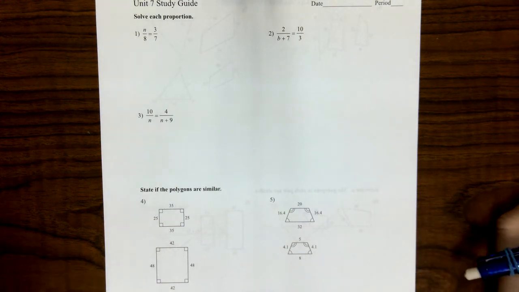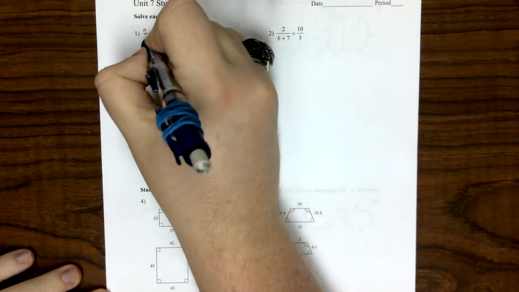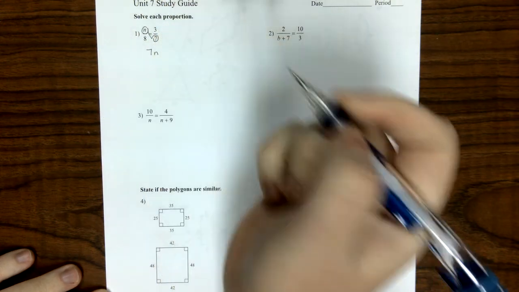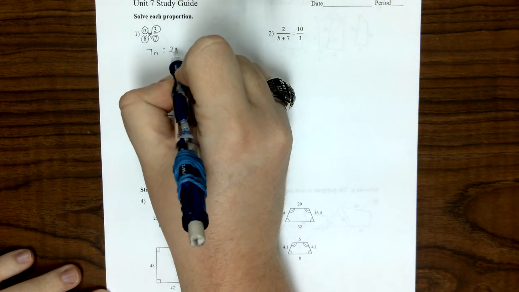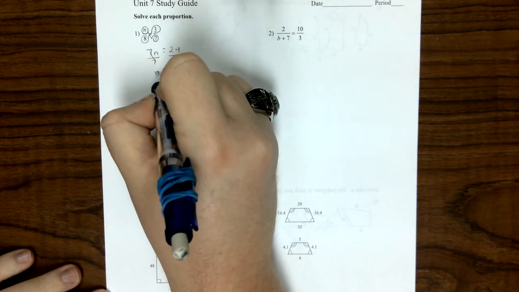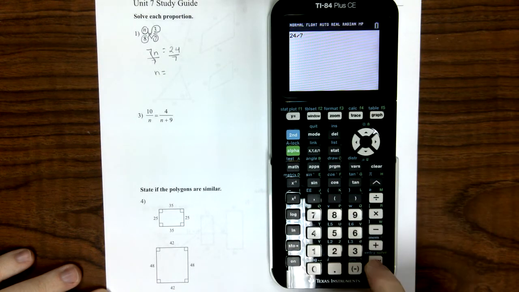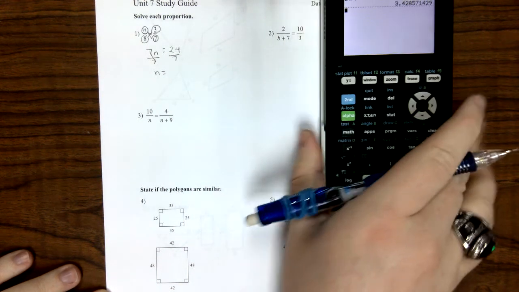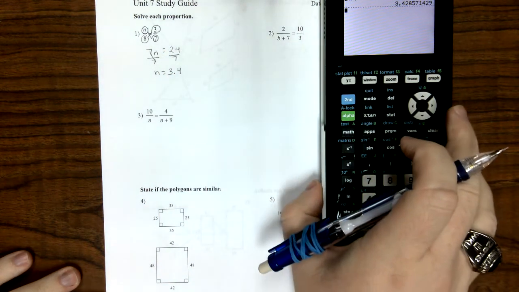All right, so we're going to solve each proportion first. Remember that cross multiplication is our friend here. So n times 7 would be 7n, and then 8 times 3 is 24. And we'll just divide by 7. So n will be 24 divided by 7, which we can, let's round that to just 3.4. That'll be fine.